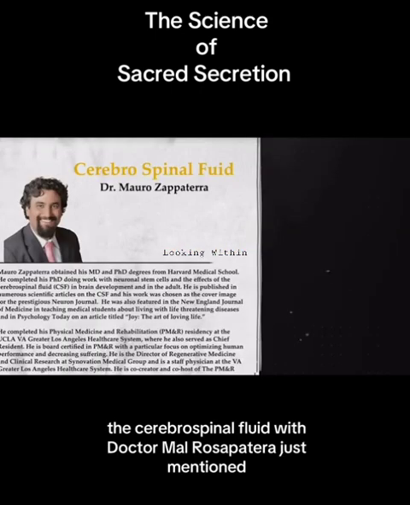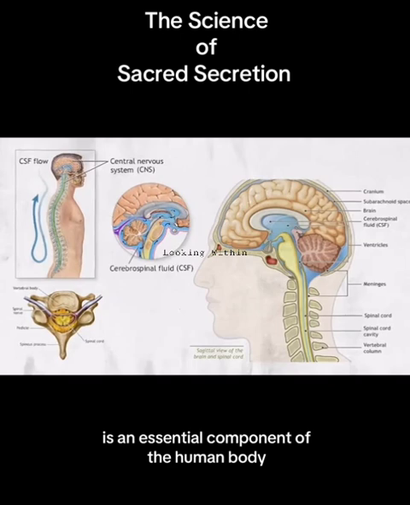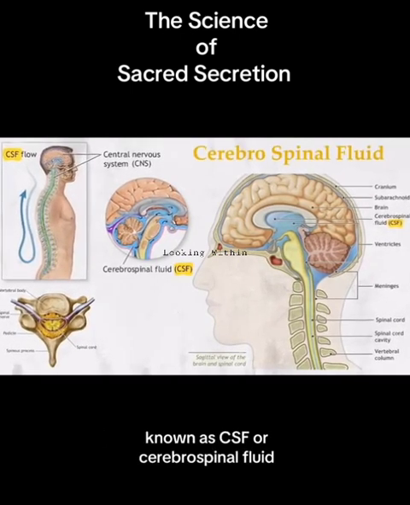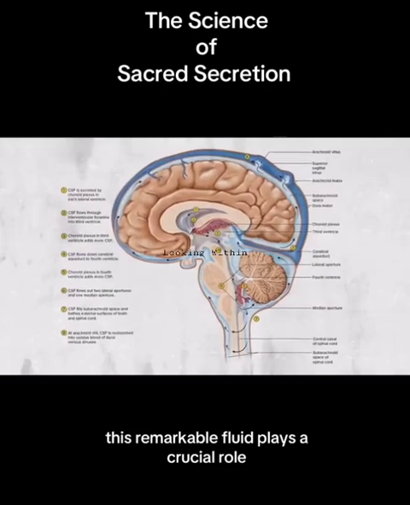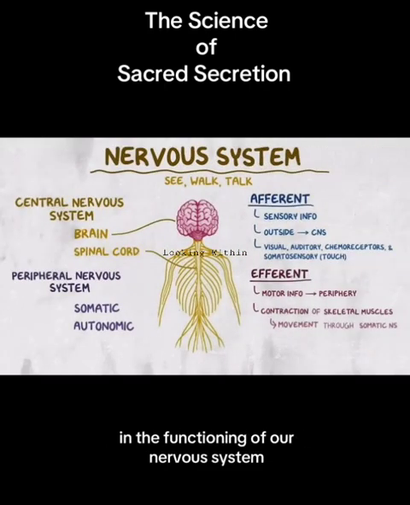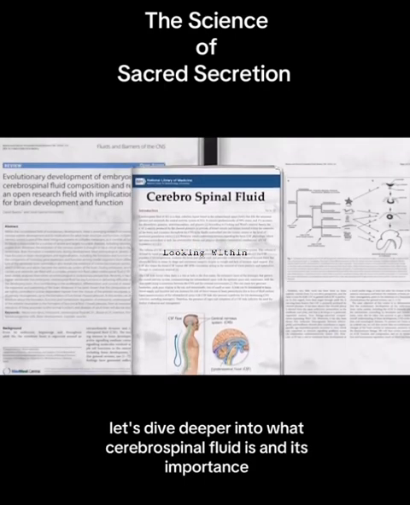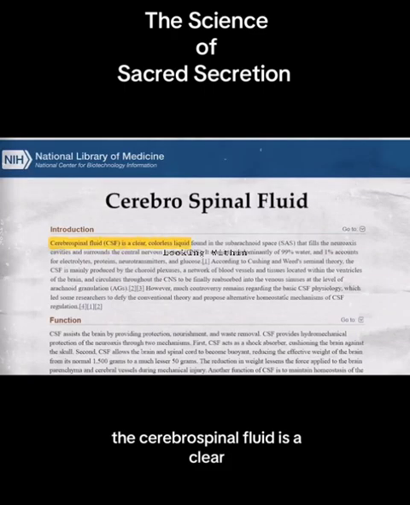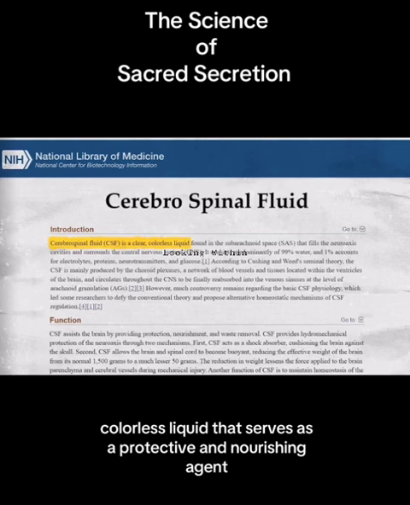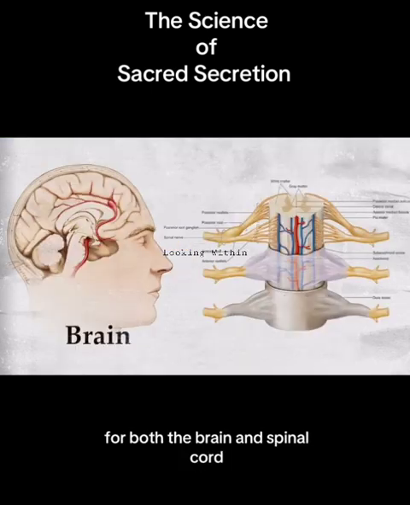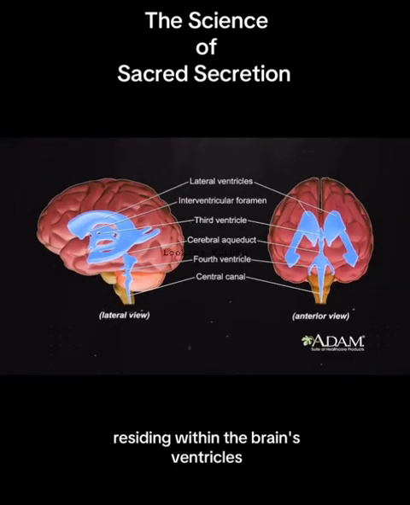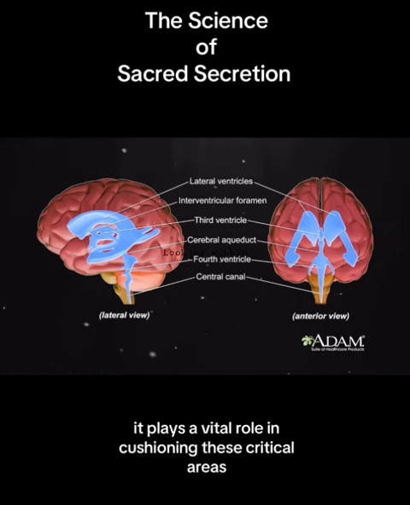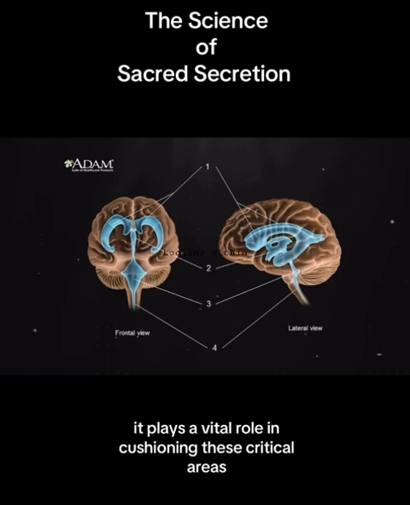What Dr. Mauro Zapatera just mentioned is an essential component of the human body known as CSF, or cerebrospinal fluid. This remarkable fluid plays a crucial role in the functioning of our nervous system. Let's delve deeper into what cerebrospinal fluid is and its importance. The cerebrospinal fluid is a clear, colorless liquid that serves as a protective and nourishing agent for both the brain and the spinal cord. Residing within the brain's ventricles, which can be visualized as cavities shown here in this model, it plays a vital role in cushioning these critical areas.